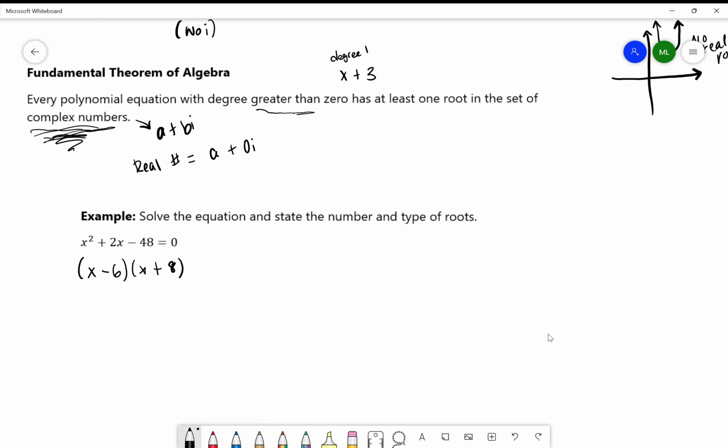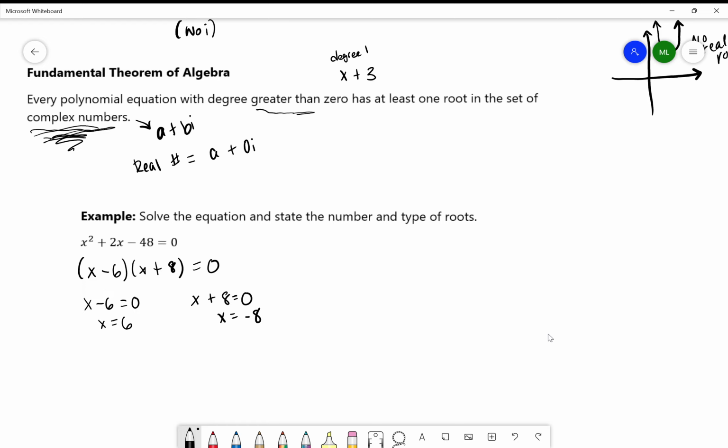So when you factor this, x minus 6 times x plus 8, this is going to be equal to 0 now. And then solve the equation. By the zero product property, which is just a big fancy name for setting each of these binomials equal to 0, and then solve. So x is equal to 6, x is equal to negative 8. So I solved it. I have x equal to 6 and x equal to negative 8.